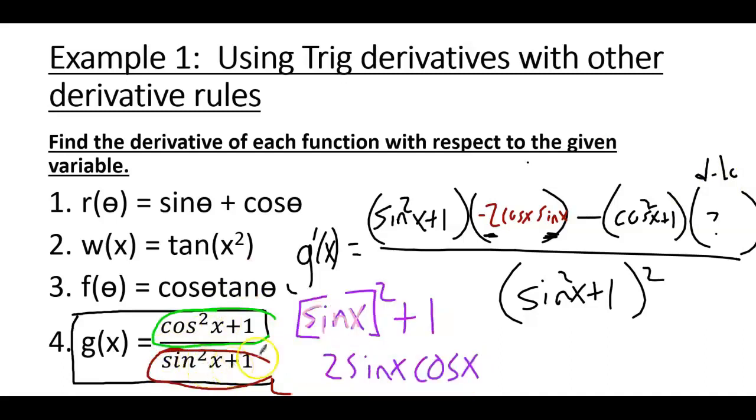So sine squared x really means sine of x squared, so we have a composite function. We're going to multiply the 2 to the front. We're going to take 1 off the power, so now it's just sine x. And then we do the derivative of the inside function. The derivative of sine is cosine, so we have 2 sine x cosine x. And that's what you guys are going to go ahead and put over here in this blank.